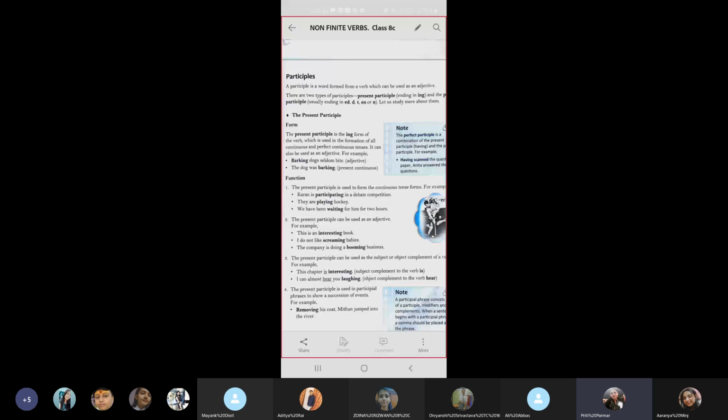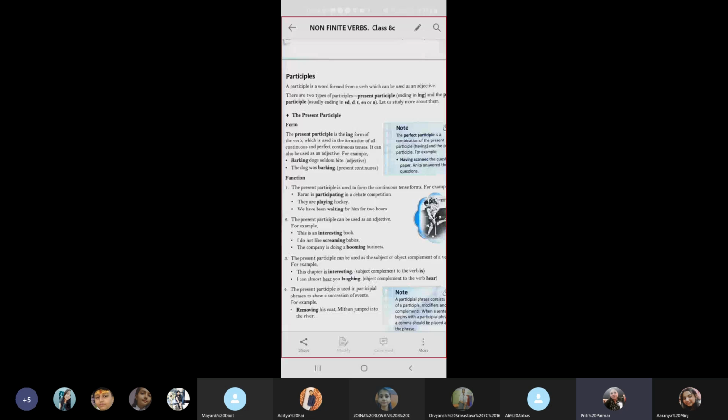Number three, the present participle can be used as the subject or object complement of a verb. So the verb in the sentences given below is, and it is acting as an object or a subject complement here. Let us see. This chapter is interesting. Now here, interesting is a subject complement to the verb is. Okay, so is the verb and it is a subject complement to the verb is. I can almost hear you landing. So here it is the object complement to the verb here. Okay, did you get it?